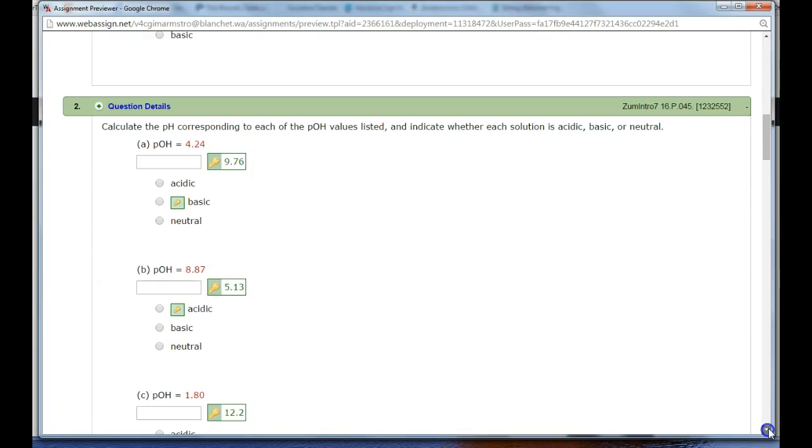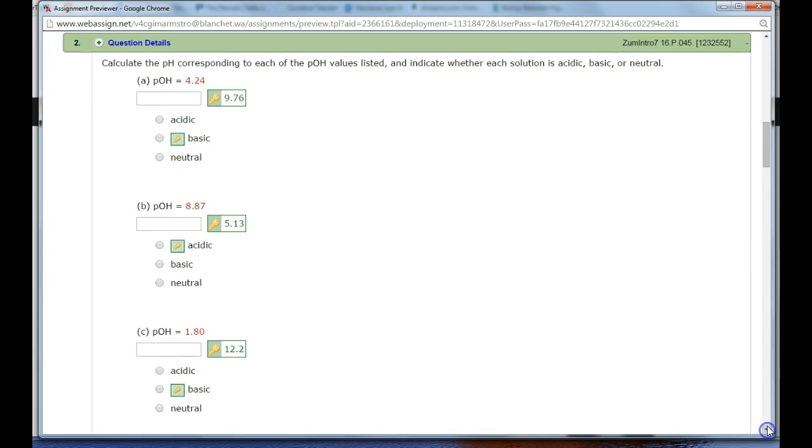Let's move on to question number 2. Calculate the pH corresponding to the following pOHs. This one's an easy one. This is the bottom part of the pH square. So we're trying to calculate pH.